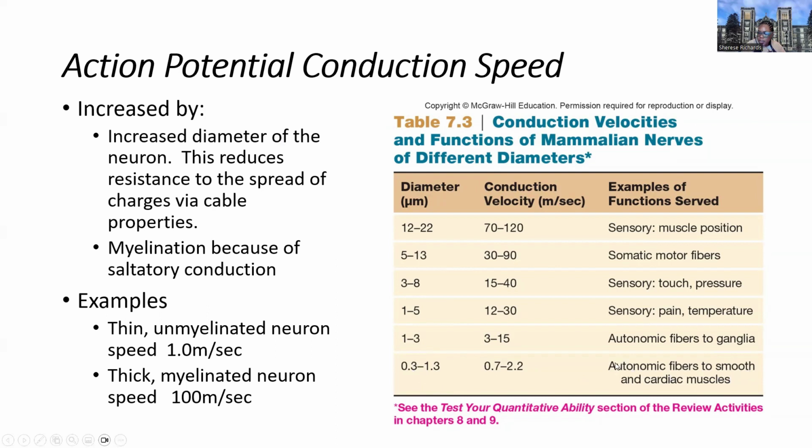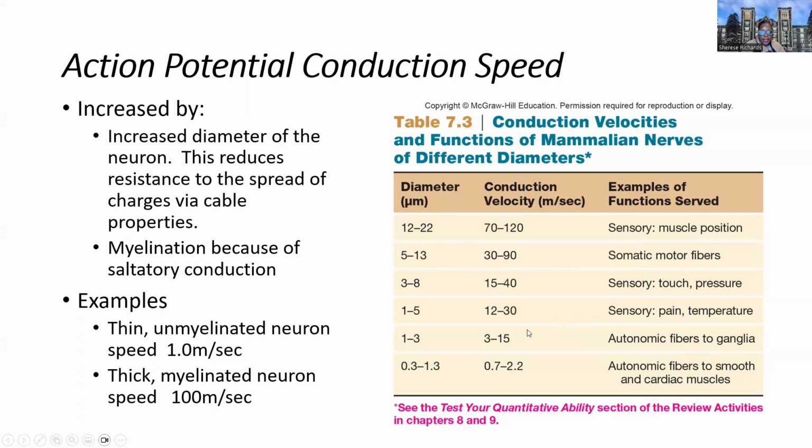And this is usually going to be associated with autonomic fibers, neurons that go to the cardiac muscle, to smooth muscle, to glands, and things that control our autonomic functions, like heart rate, blood pressure, etc.